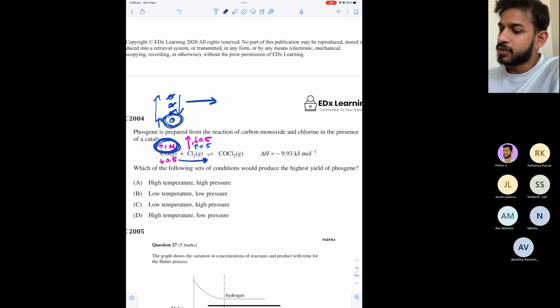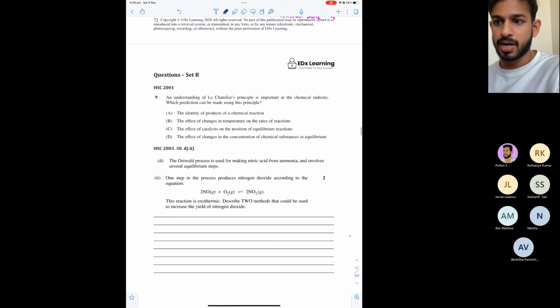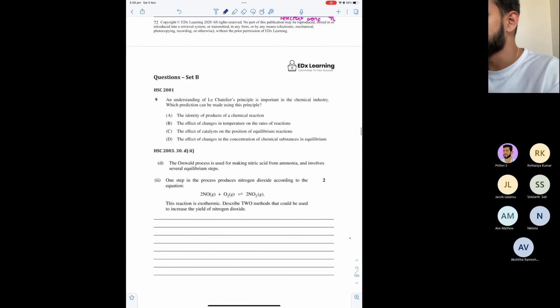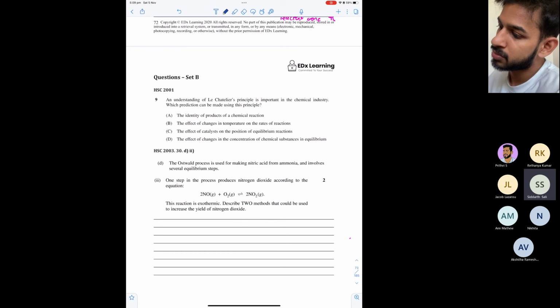Good. All right, so going back up, what's our answer for A? Question 9A. Sid, what did you pick? Since it's exothermic, I would say to cool the system. Actually, I mean 2001, question 9. Oh, okay.